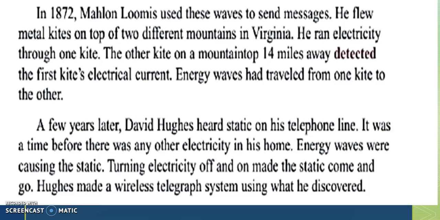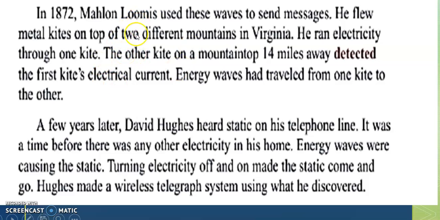In 1872, Mahlon Loomis used these waves to send messages, and he flew metal kites on top of two different mountains in Virginia. Right? Mountains in Virginia. He ran electricity through one kite. The other kite on a mountaintop 14 miles away detected the first kite's electrical current.